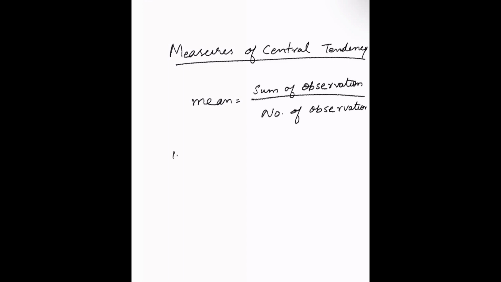First one is mean or arithmetic mean, which is the formula. The formula is sum of observations divided by number of observations. That is arithmetic mean. Second one is median. You have learned about median also.